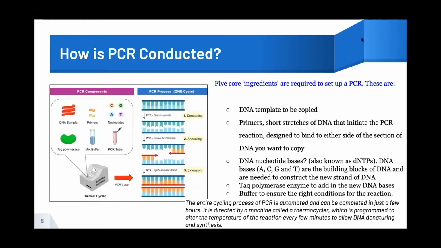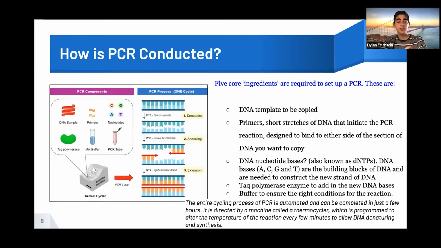So how is PCR conducted? So in PCR, there are 5 main ingredients required to set it up. So these ingredients include a DNA template to be copied, primers, which are short stretches of DNA that initiate the PCR reaction. So these primers are designed to bind to either side of the section of DNA that you want to copy. They're essentially complementary to the ends of the DNA sequence that you want to copy.